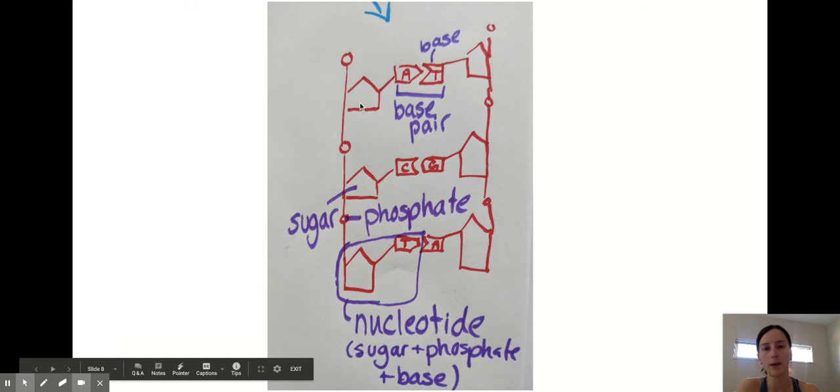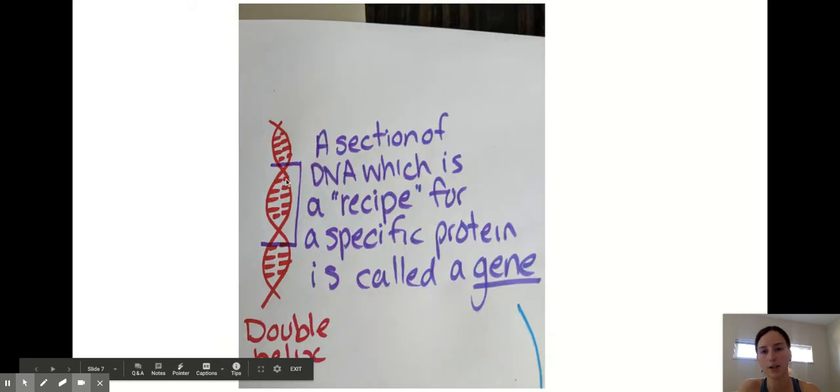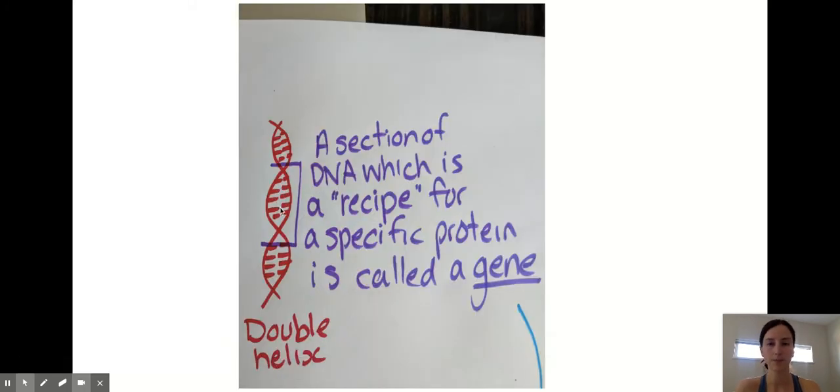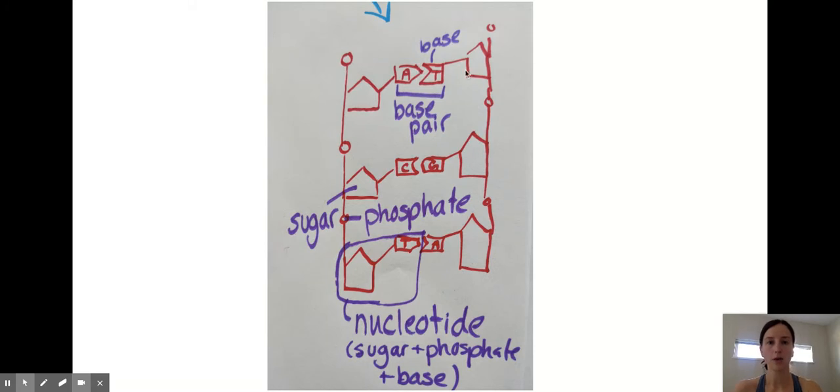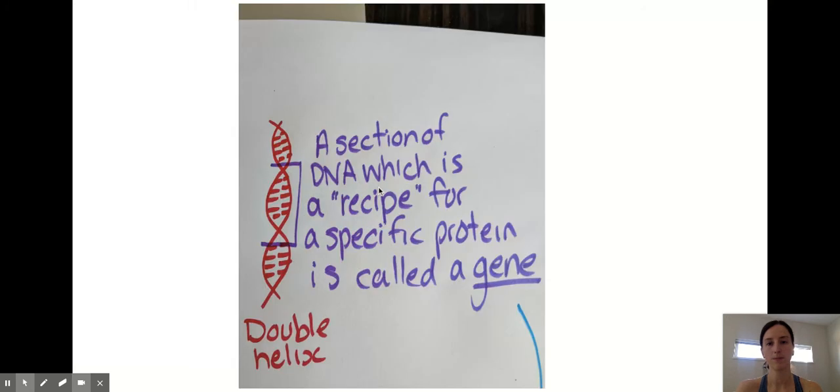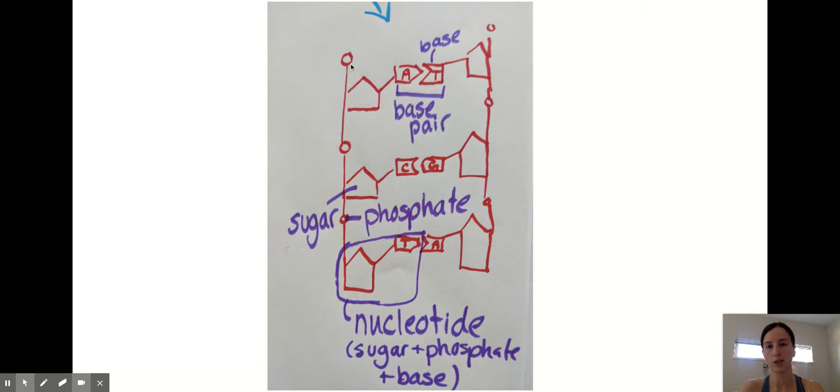So I just want to go back here. See how there are these ladder rungs drawn in there? That corresponds with these that are going across here. And then this backbone, this part that's kind of twisting around here, corresponds with the lines on the sides here.